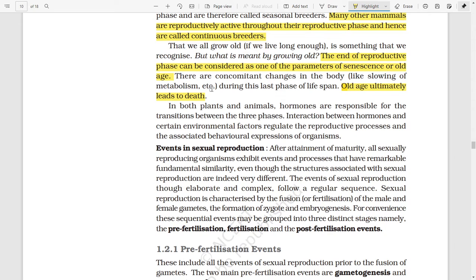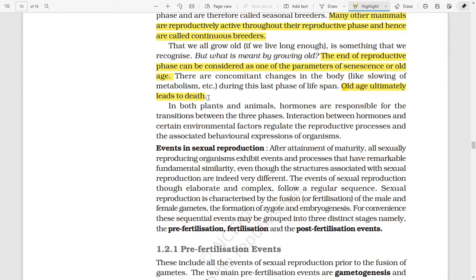In both plants and animals, hormones are responsible for the transition between these three phases. Interaction between hormones and certain environmental factors regulate the reproductive processes and the associated behavioral expression of the organism. Events in sexual reproduction.